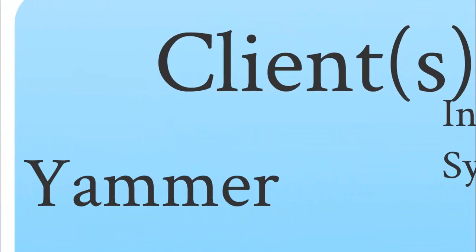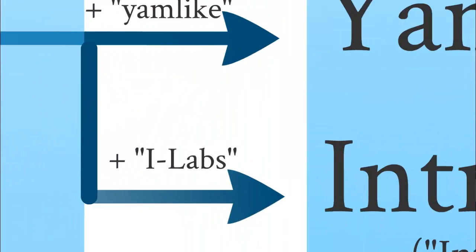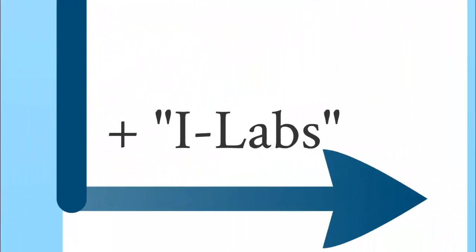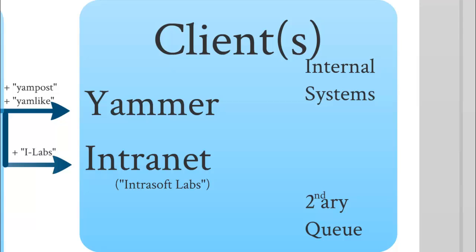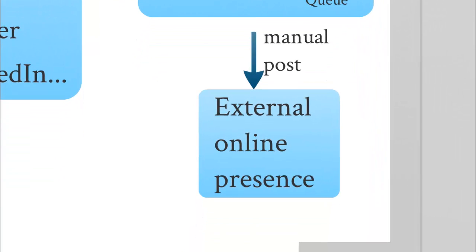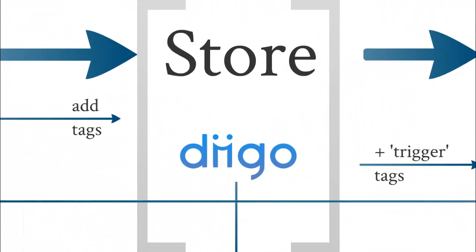If I add the tag yampost or yamlike, If This Then That puts it onto my client's Yammer account, because I might want to share this with my client. If I add the tag iLabs, it goes into my client's intranet, which is called Intrasoft Labs. And these themselves are secondary queues for manually posting stuff onto their external online presence as well. So Digo is pretty important. I can share stuff from it by using If This Then That, but it's there for good forever, and I'll always be able to find these resources later.